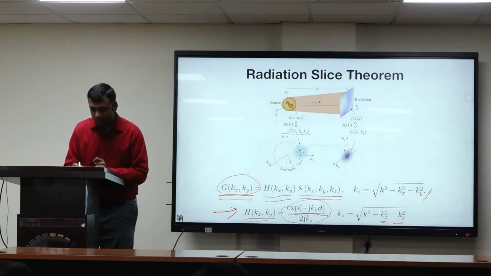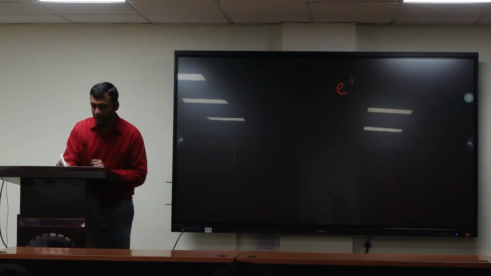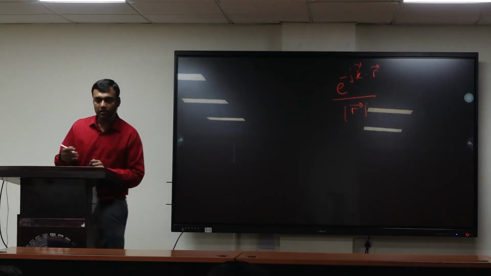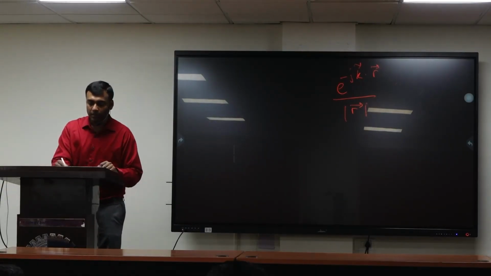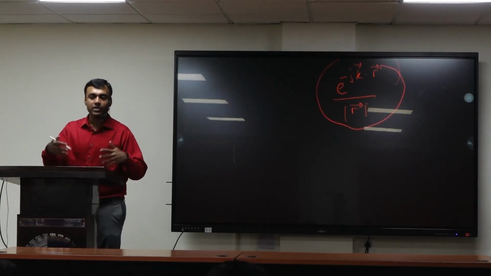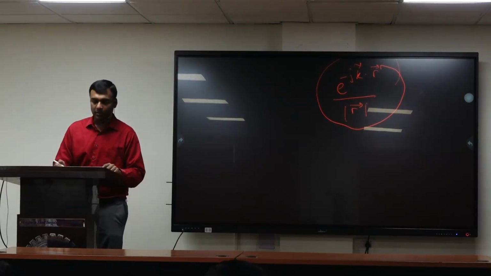Oh, so this is related to the spherical wave. You have e to the jk dot r, divided by r. This is the equation for a spherical wave. You take the Fourier transform of this. This is in the xyz domain, so if you do it in the kx domain, you'll get a filter.